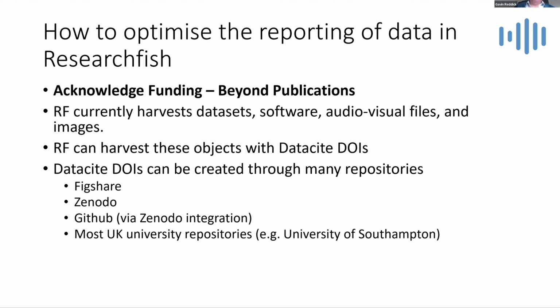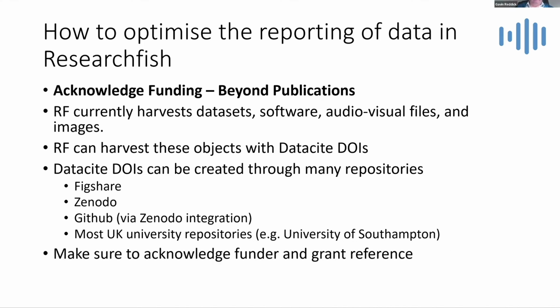And so making sure that the funding acknowledgement information appears in those means that researchfish can go and automatically pull information from those repositories, and again, saving people the time of having to report something. If you're already reporting it in the first instance, just adding that little bit of extra metadata should mean that you don't have to report it in researchfish. Always make sure to acknowledge the funder and the grant reference, and then all of these things can happen automatically.